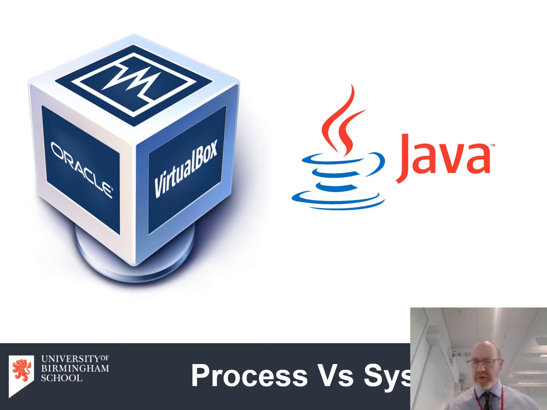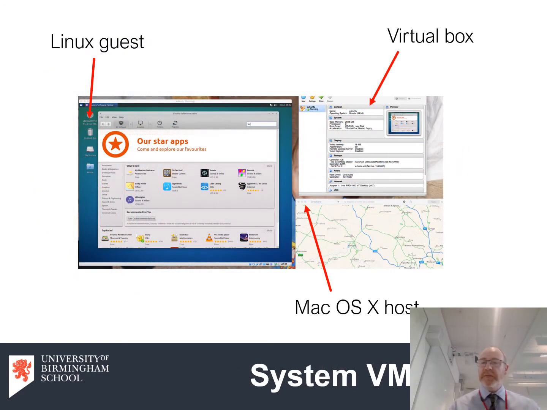And we'll explore that in a bit more detail, what that looks like. Let's think about a system virtual machine. What I have at the moment is a Mac that's running Linux. The Mac is the original computer, the actual physical computer I was using to take these screenshots. I'm then using a piece of software called VirtualBox, which is free software, which allows you to create virtual machines for yourself.